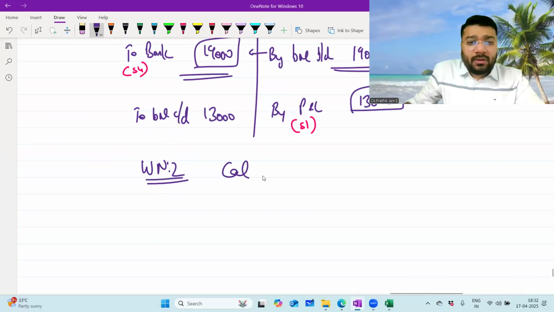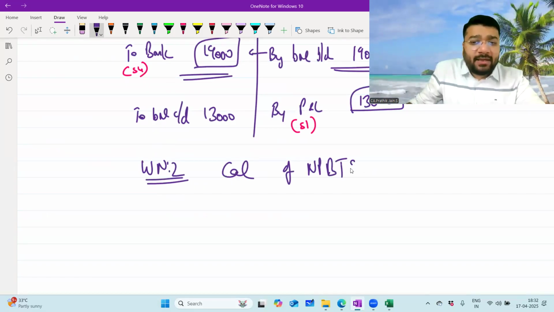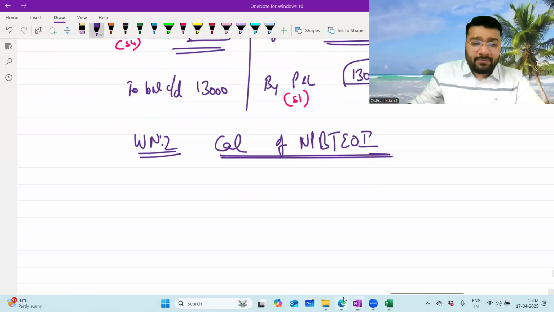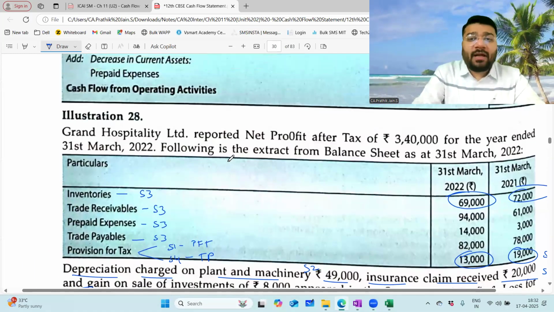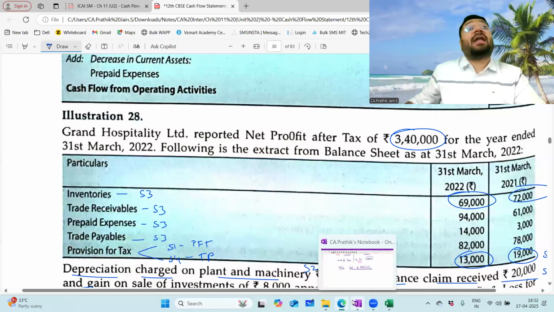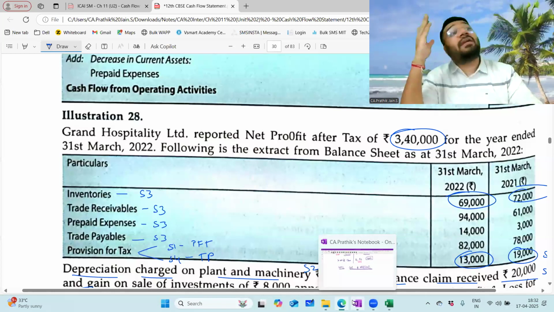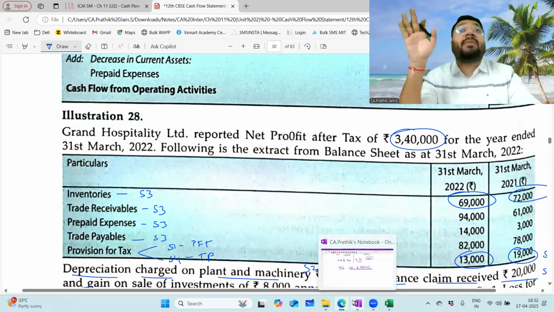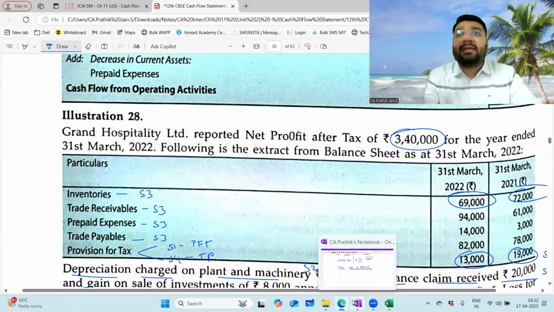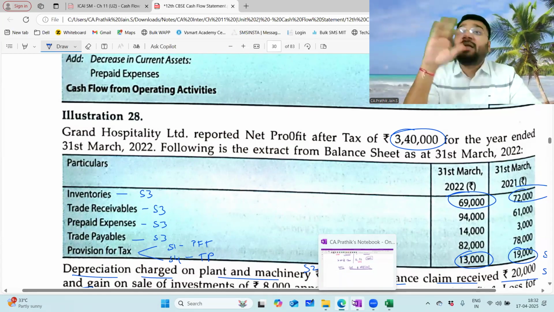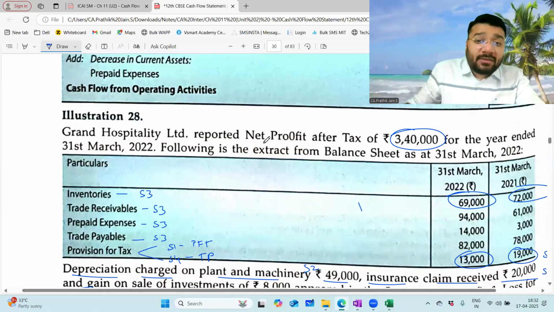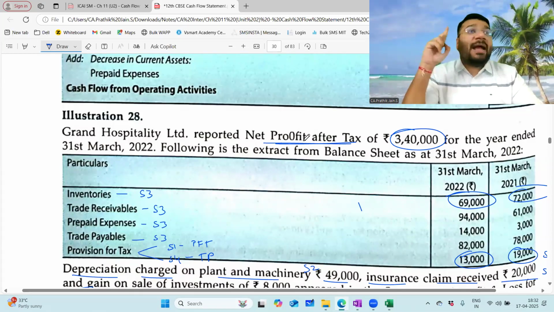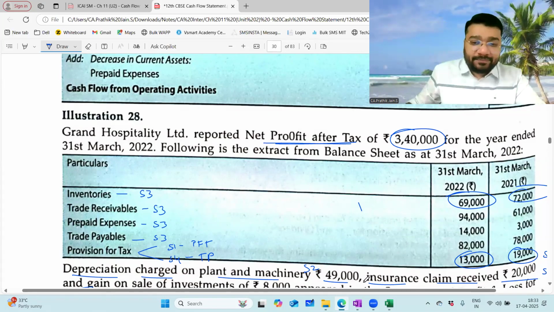Working note number 2, calculation of net profit before tax and extraordinary item. What have they given? Profit after tax is given, 340. They didn't say profit after tax and after dividend, which means appropriation is not yet done. There is no information on dividend, equity, preference, interim, or reserves. So this is profit after tax. With that, what are we supposed to reverse? Provision and refund, and extraordinary item need to be reversed.